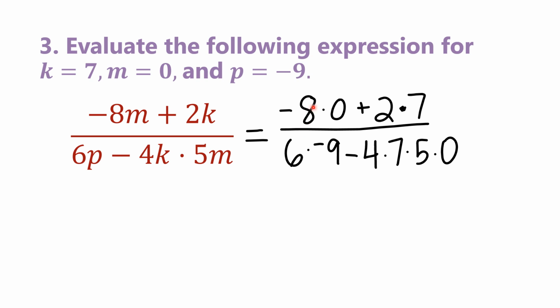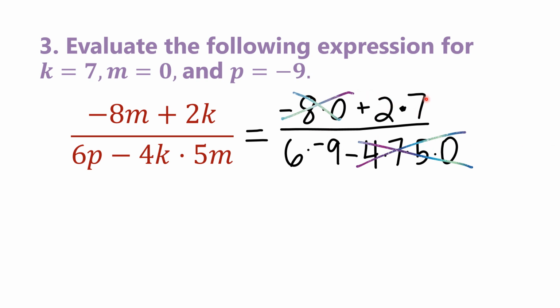All right, so negative 8 times 0, that's going to cancel out. Negative 8 times 0 is 0. And then down in the bottom, we've got 4 times 7 times 5 times 0. So 4 times 7 is 28. 28 times 5, what is that? That's 140 times 0 makes it 0, so that cancels out as well. All right, so lots of stuff canceling. So let's see what's left.